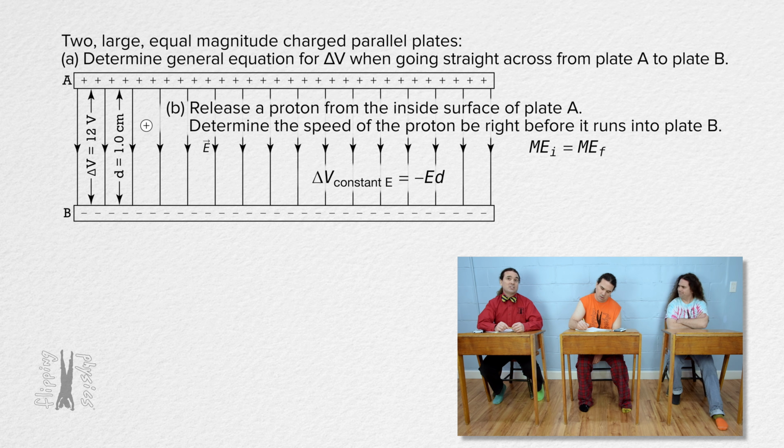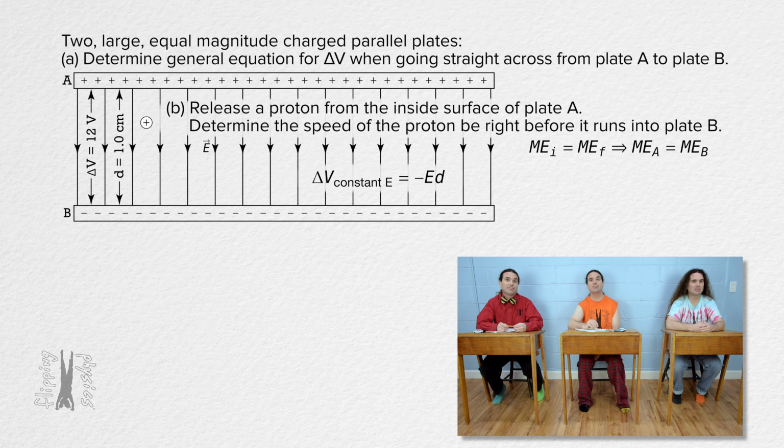There is no work done on the proton by a force applied or by a force of friction, so mechanical energy is conserved. So, mechanical energy initial equals mechanical energy final. Actually, let's do mechanical energy at plate A equals mechanical energy at plate B instead, because we already have those defined. At plate A, the proton has electric potential energy.